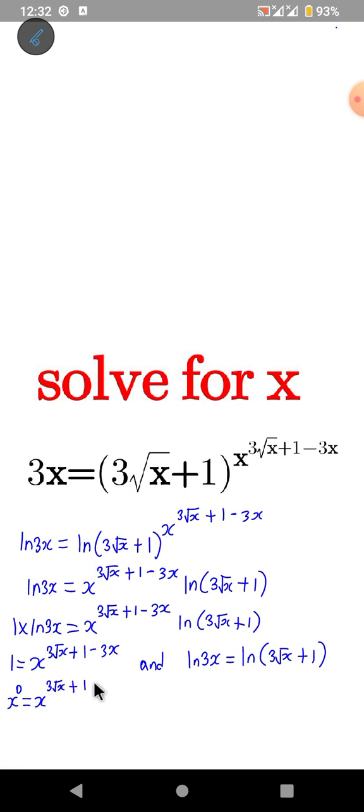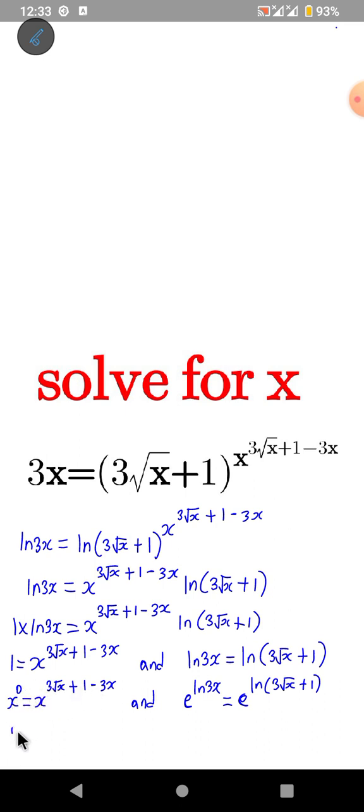plus 1 minus 3x. And now I'm going to make this ln 3x a power of e, and we all know that e stands for the Euler number. So we write this as e raised to the power of ln 3x. I'll do the same for the right hand side of this equation. So we say e again raised to the power of ln bracket 3 root x plus 1.